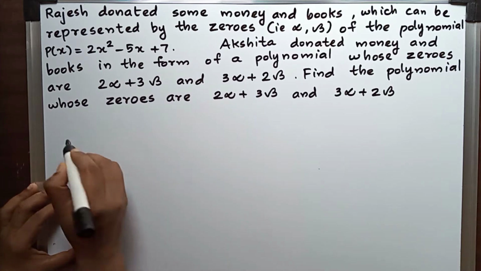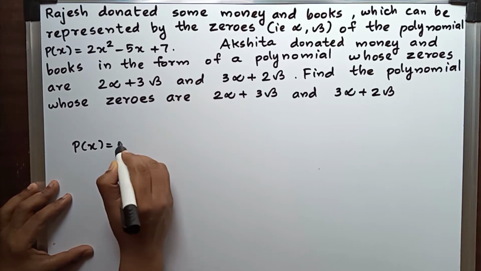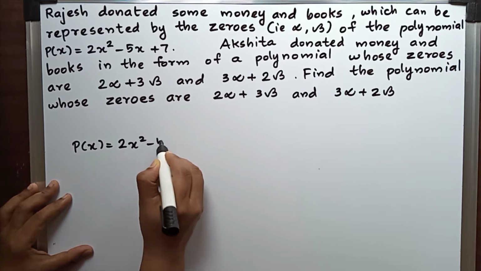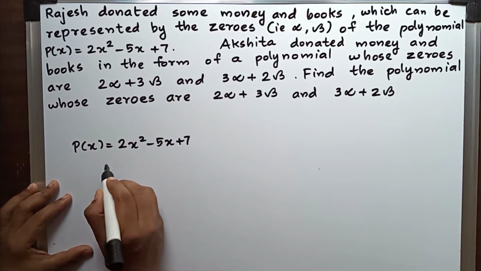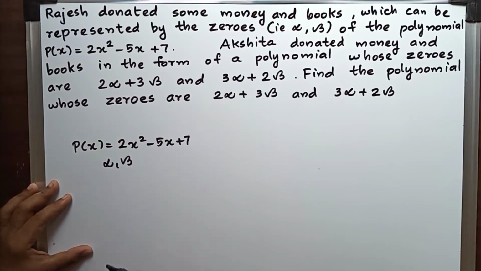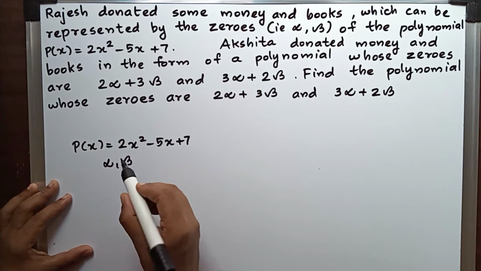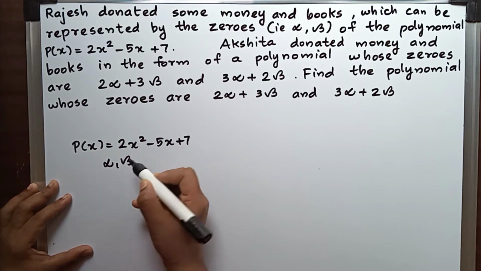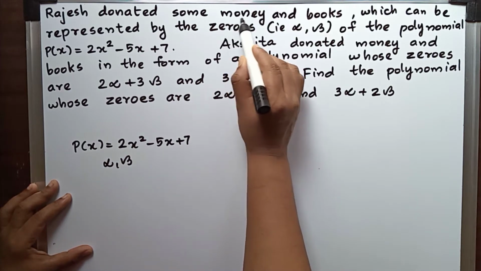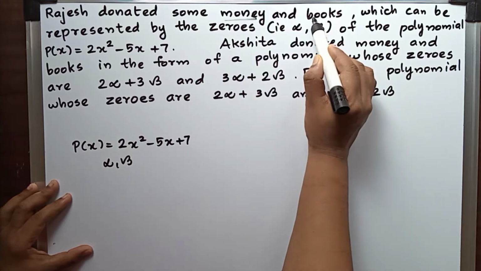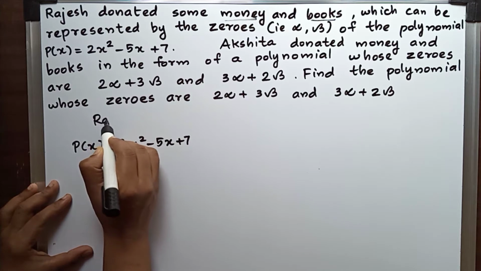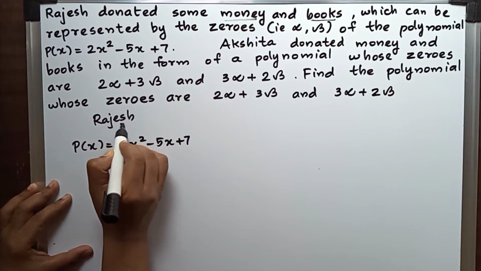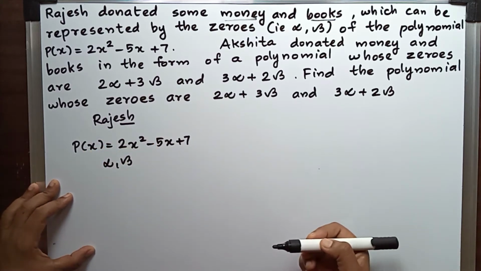Okay, anyways we have got a polynomial p of x is equal to 2x square minus 5x plus 7. Then zeros of this polynomial are taken as alpha beta, and this alpha beta will give you the amount of money and the number of books which are donated by Rajesh. Okay, that is the thing which we got from the first sentence of the question.